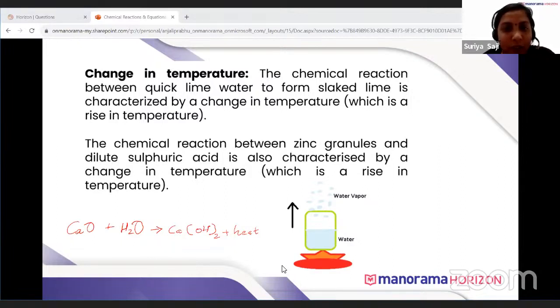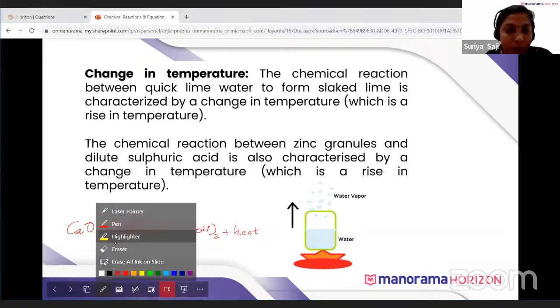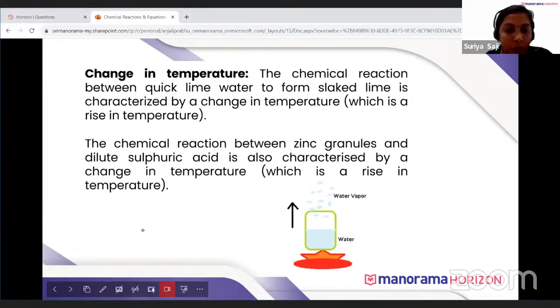Saindavi has asked a question. One thing we need to understand here: she's asking whether the calcium hydroxide formed will be liquid or aqueous. Obviously, it will be aqueous. The phase will be aqueous. So calcium hydroxide formed will be in aqueous phase.